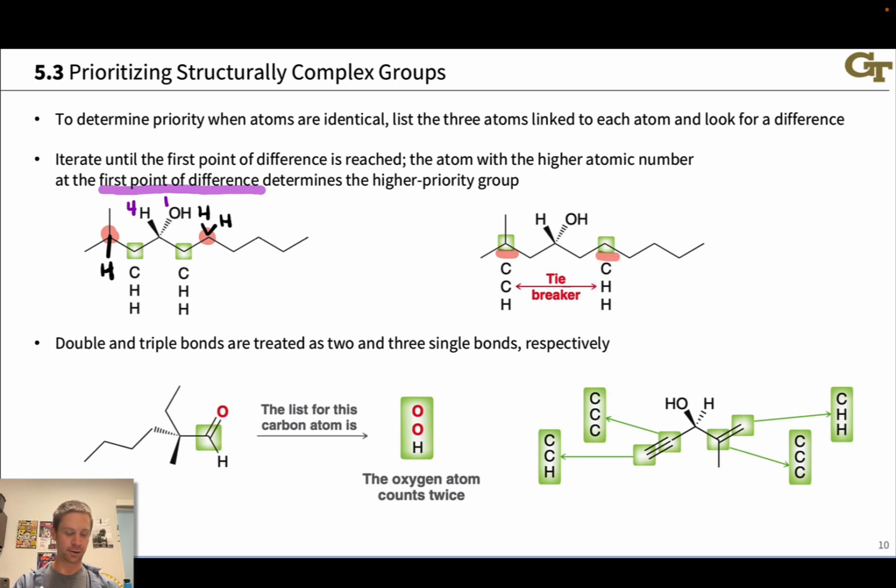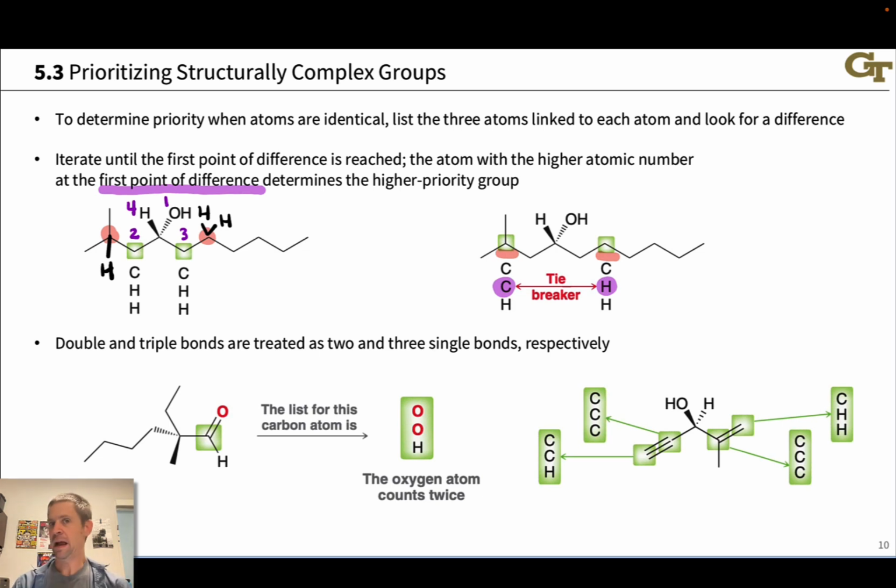And so the tiebreaker is right here. This carbon is heavier than H. And so the priority 2 group is that entire sort of left-hand group in the structure. So 2 here and 3 here. And we keep moving outward along the carbon chains until we reach that first point of difference. And again, wherever the heavier atom is, that's associated with the higher priority group.